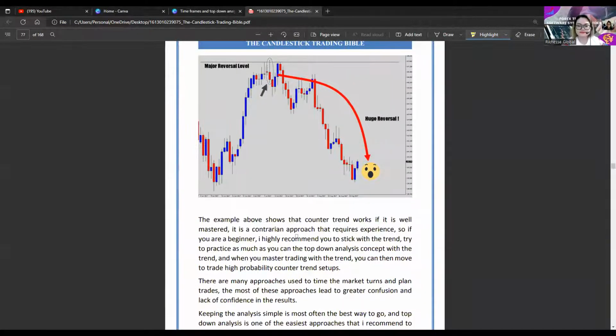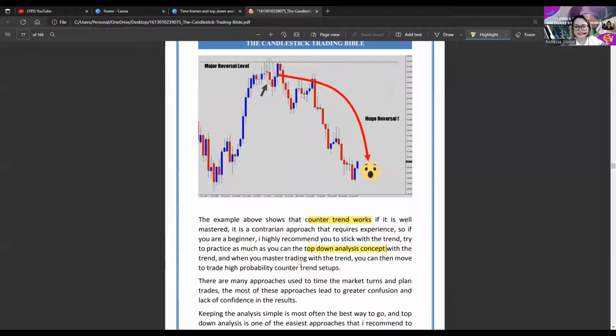Kung mapapansin natin, for the example, the counter trend works. Yan, the counter trend works daw. And it must be mastered. It is a contrarian approach that requires experience. So if you are a beginner, I highly recommend you to stick with the trend. Try to practice as much as you can the top-down analysis concept with the trend.